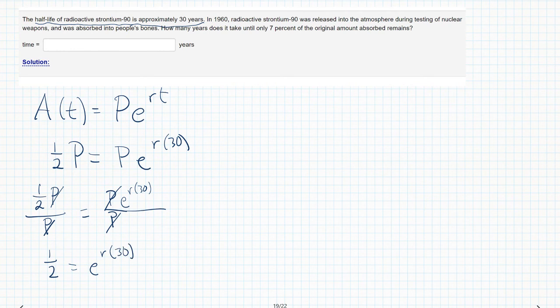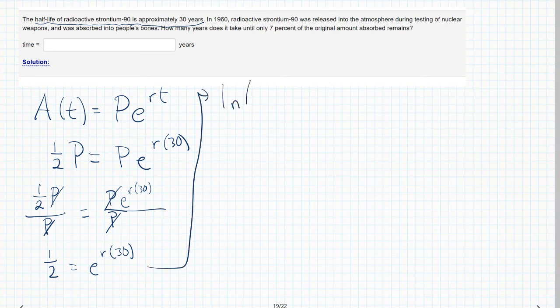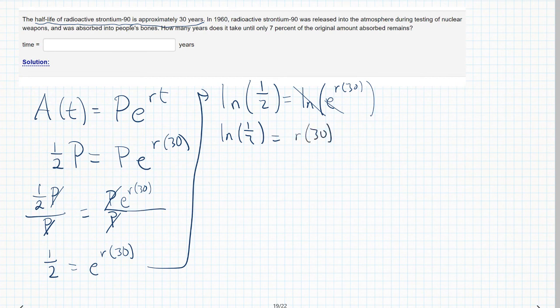Well, you can recognize that there's a log base e that we can take on both sides, which is what we call the natural log. So natural log of 1/2 equals the natural log of e to the r times 30. Now remember, this is a log base e, so essentially these two parts just kind of cancel. But they're technically inverses of each other, to be a little bit more precise. So our r value equals the natural log of 1/2 divided by 30.